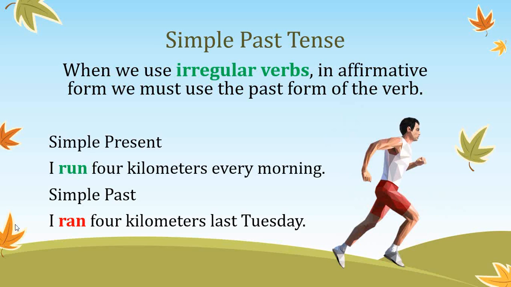When we use irregular verbs in affirmative form, we must use the past form of the verb. For example, in simple present, the sentence, I run 4 kilometers every morning. That sentence in simple past would be, I ran 4 kilometers last Tuesday. As we can see, last Tuesday is speaking about past time.